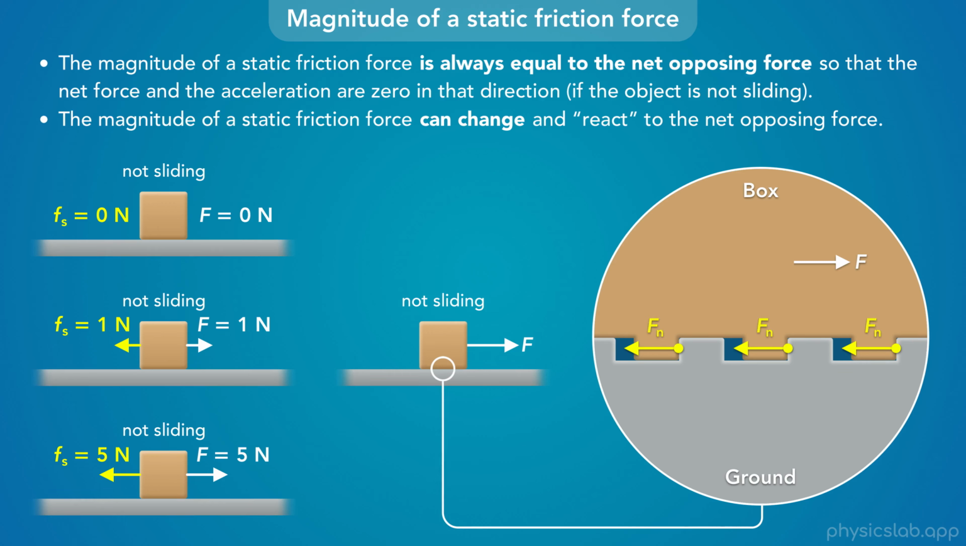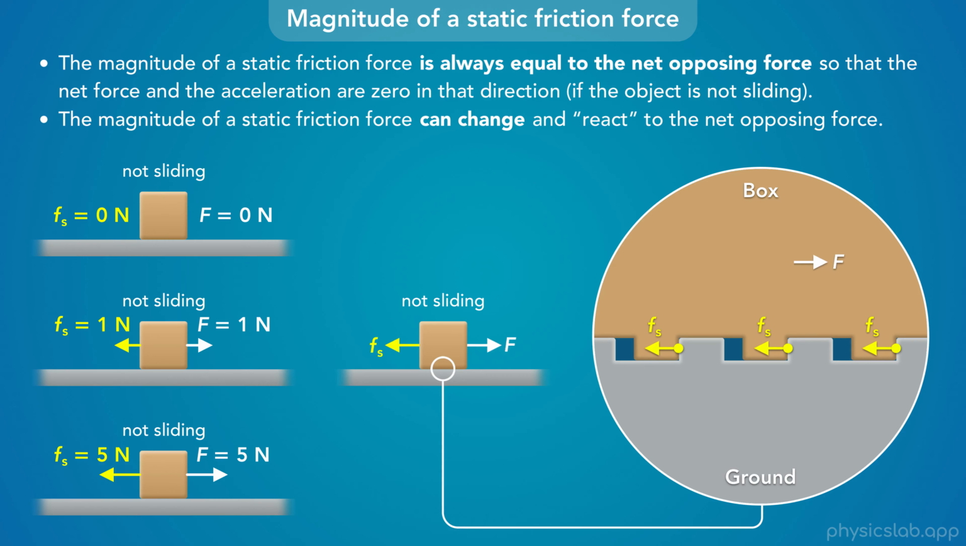These sideways forces are the static friction force exerted on the box from the ground, and they add up to the total static friction force on the box. This is a simplification, but it can help us understand how the static friction force behaves. As long as the box does not slide, the static friction force will always be equal to the force that's pulling the box to the right.